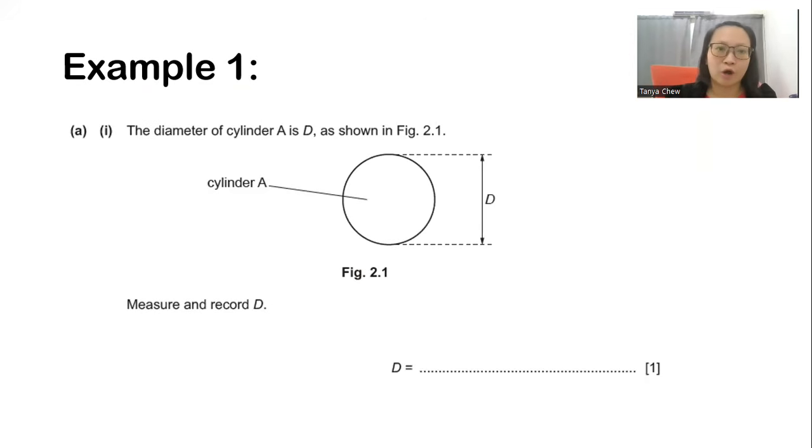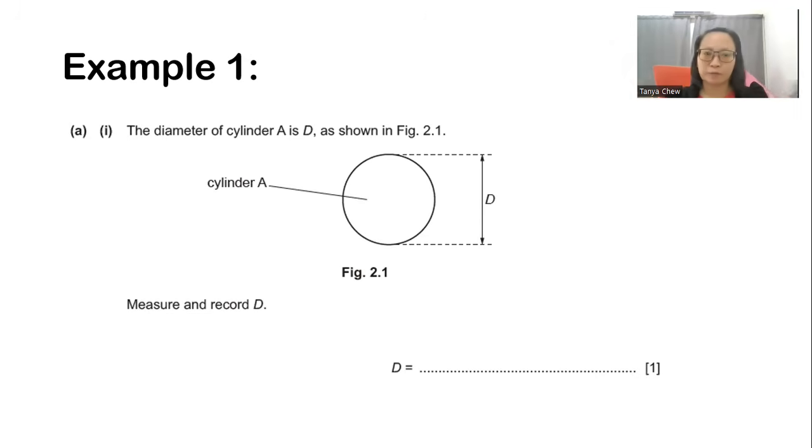The diameter of a cylinder A is D, as shown in figure 2.1. Measure and record D. So when you see this type of question, automatically you would take this out. What is this? This is your cm rule. So all you need to do is just to do your measurement. It's not that hard. You just place your cm rule on the exam paper and you can measure your D. But the hardest part is to make sure how you record your final readings of D.